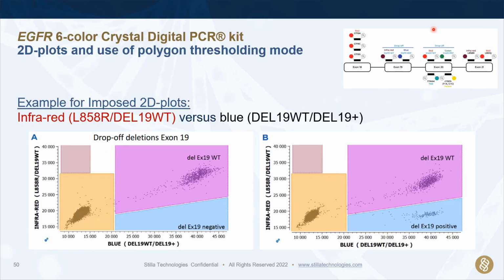Below is an example of the assay results obtained from this EGFR 6-color Crystal Digital PCR kit, looking at the presence or the absence of an exon 19 deletion. As you can clearly see, no droplets present in this one and some droplets present in this specific amplification plot.